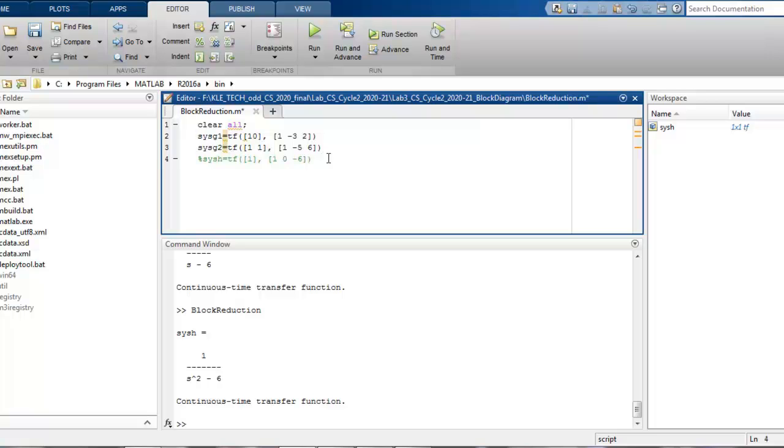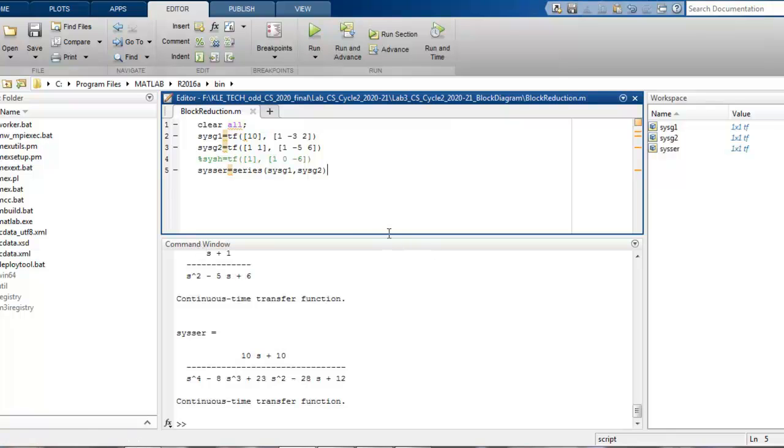Then I'm going to find a new function. I can call it sys_ser, just for understanding. Sys_ser, that is serial, equals series, sys G1 comma sys G2. Okay, now if I run it, I will get outputs for all these three cases because I have not put a semicolon.